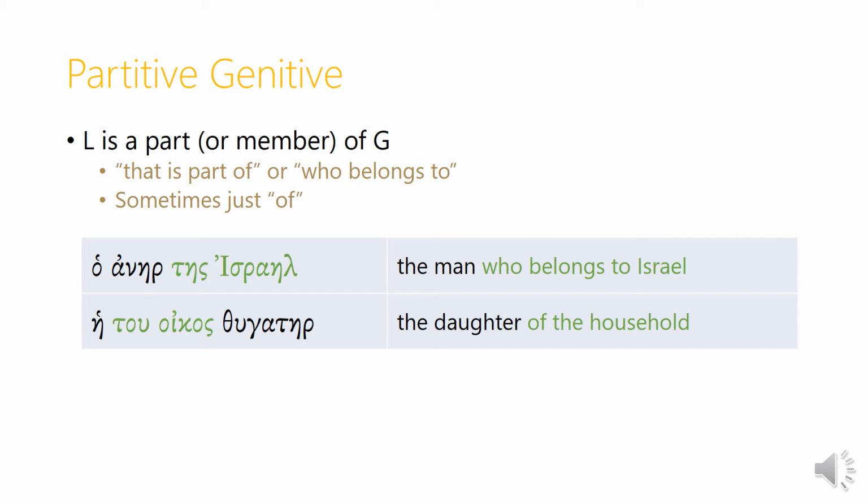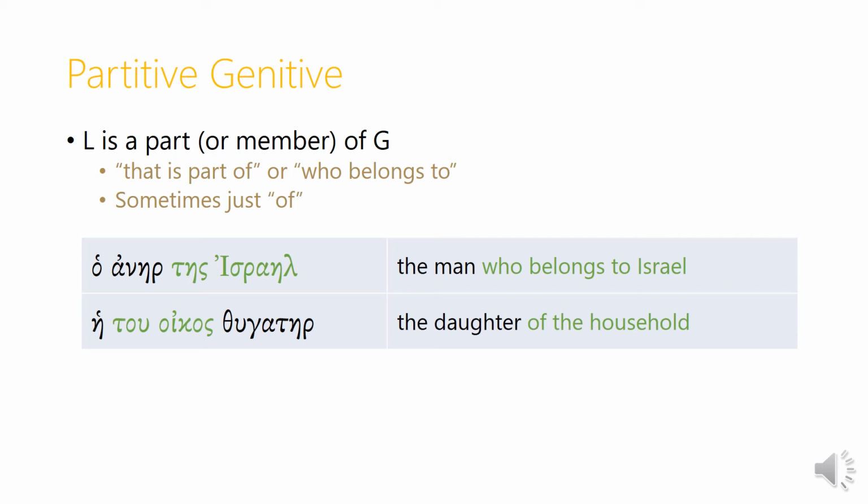And we often translate this with phrases like that is part of, or who belongs to, or sometimes just of. So ho anēr Israēl is the Israel man, that is the man who belongs to Israel, or the man who is a part of Israel. Hē tou oikou thugatēr is the daughter of the house.